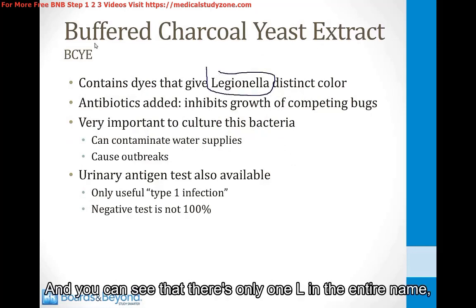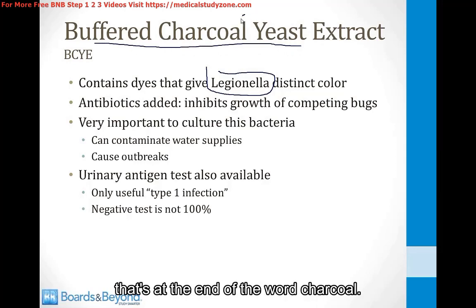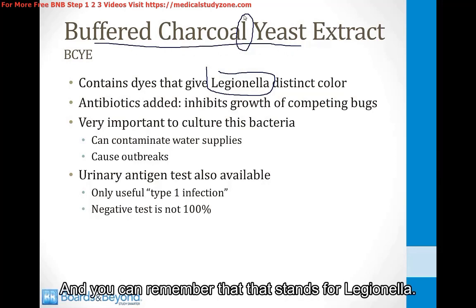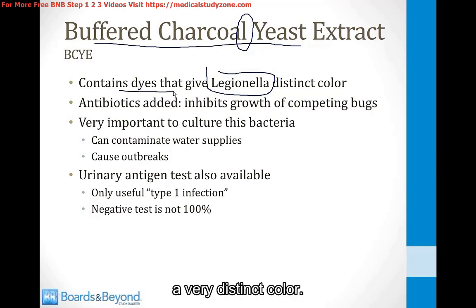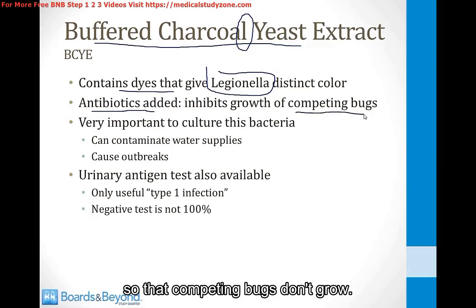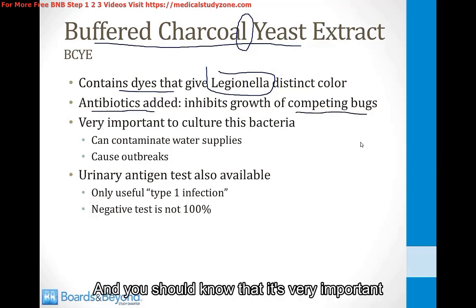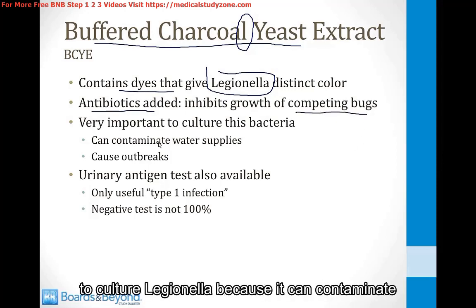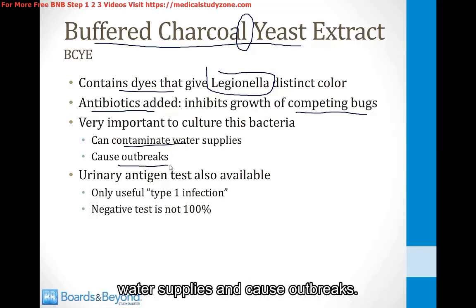And you can see that there's only one L in the entire name, that's at the end of the word charcoal, and you can remember that that stands for Legionella. It has these dyes that give Legionella a very distinct color. It also has some antibiotics added so that competing bugs don't grow. And you should know that it's very important to culture Legionella because it can contaminate water supplies and cause outbreaks.